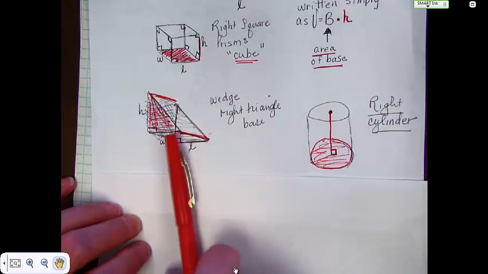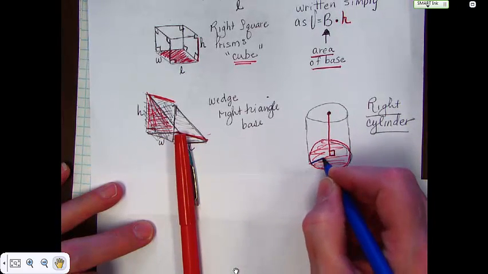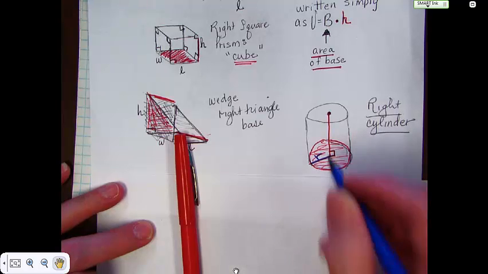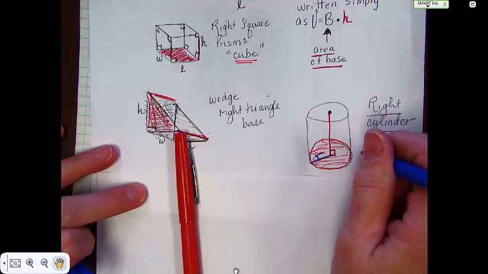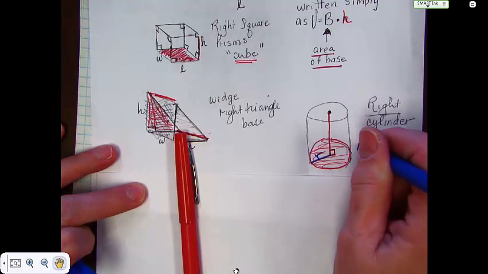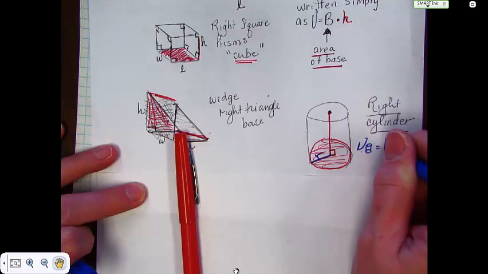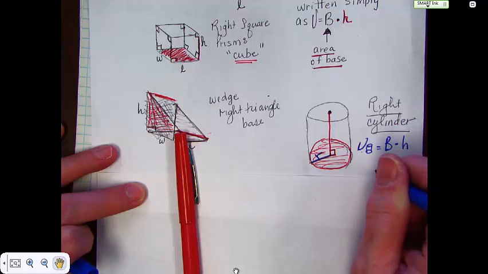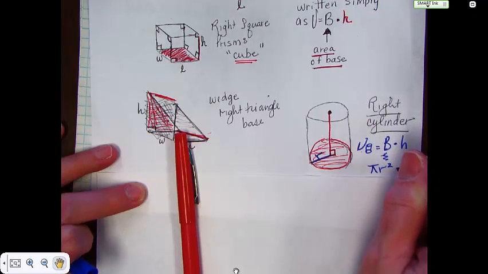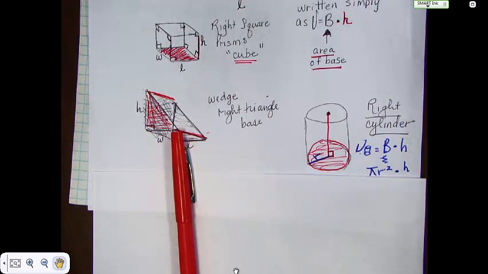Okay, and to figure that out, you must be told what the radius is at least, and of course then the volume of a cylinder is big B times the height again, and of course this is going to be pi r squared, and then times the height, because pi r squared is the area of the circle, which is the base.